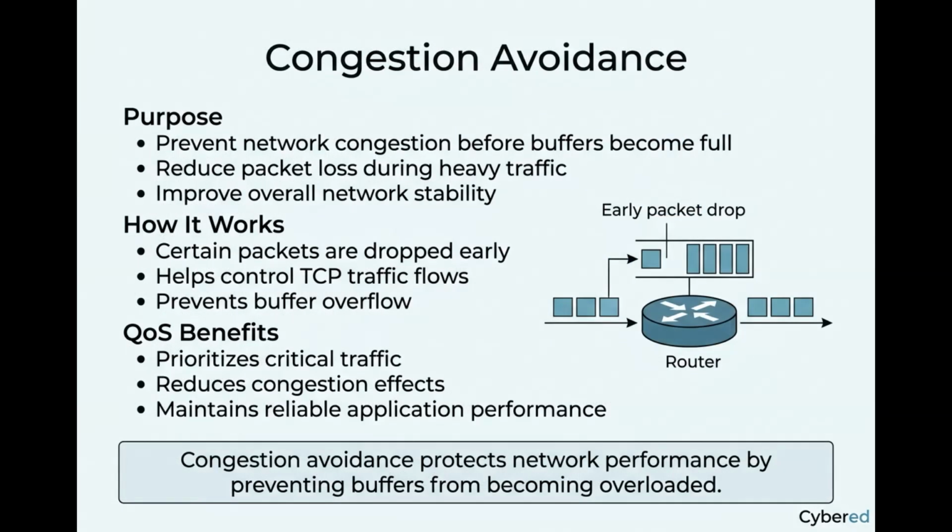Congestion avoidance techniques reduce packet loss by proactively discarding certain packets before the network becomes fully congested. This mechanism helps control traffic flows, particularly in TCP connections, preventing network buffers from becoming completely full.